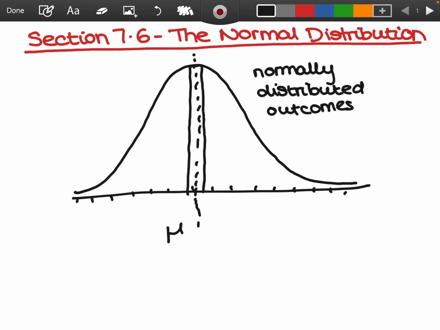But the main thing that I want to look at here is the mean. Okay, so that central line, whatever outcome is in the middle that this curve is centered around, is the mean. Okay, so bear that in mind whenever we have these normal distribution curves.